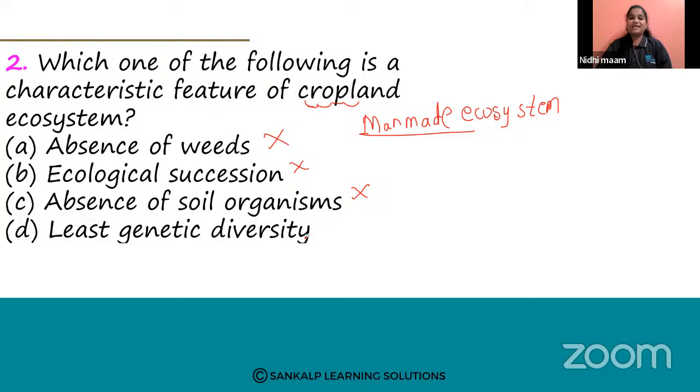Why? Because the plants grown are all the same. Means, for example, wheat will be grown, sugarcane will be grown. So we will not grow a variety of plants there.